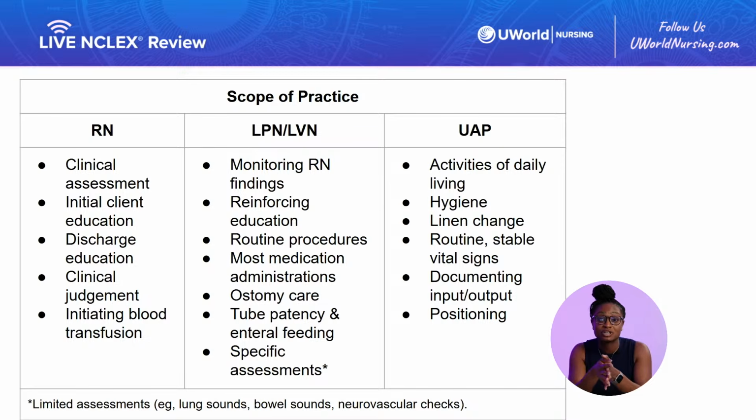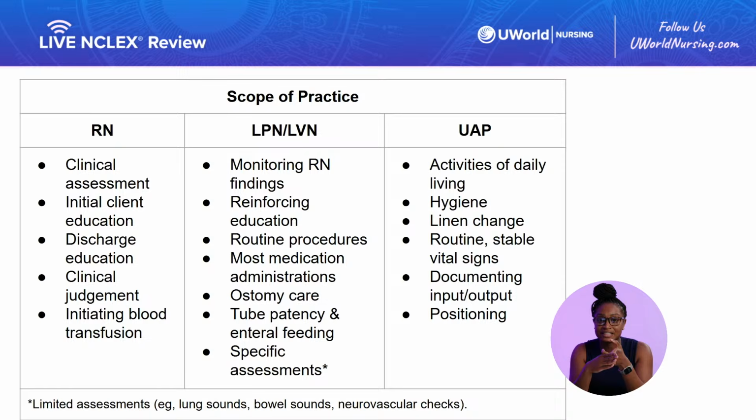Clinical judgment, which also goes with any changes that might happen after like a procedure or after giving any medication. And then initiating blood transfusion. This is a very big thing. It's something that they like to test a lot on the NCLEX is blood transfusion stuff that is mostly RN scope of practice. LPN is everything in between.